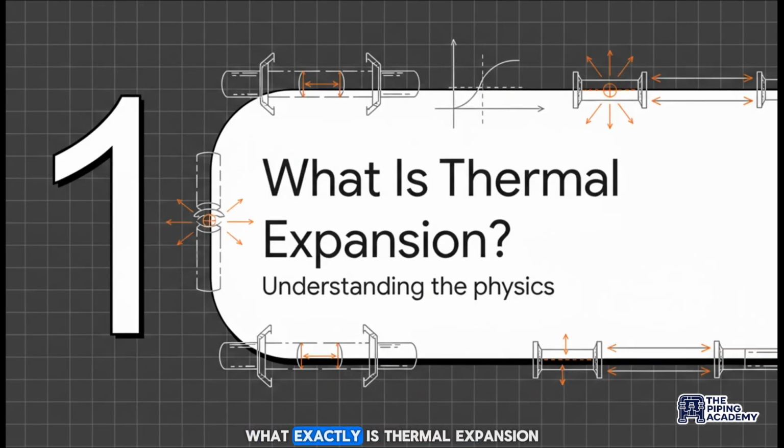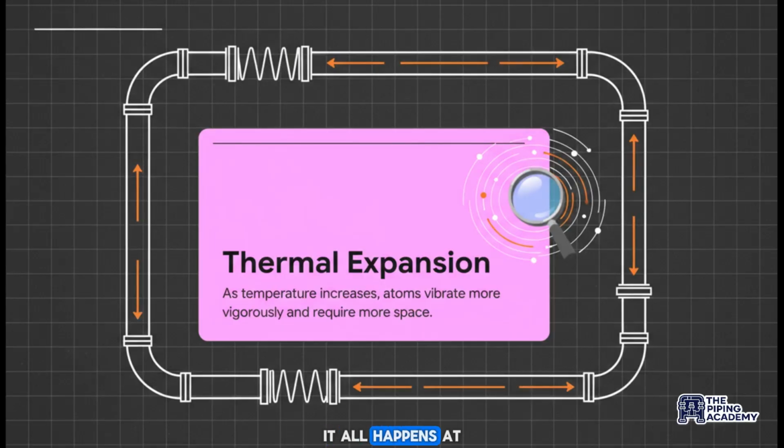What exactly is thermal expansion? We need to understand the physical forces that are at work in your design. It all happens at the atomic level. As the temperature of a material goes up, its atoms start to vibrate more and more vigorously. They need more room to move around. Now, on a microscopic scale, this effect seems tiny, but our piping systems aren't microscopic. They can be hundreds of meters long.